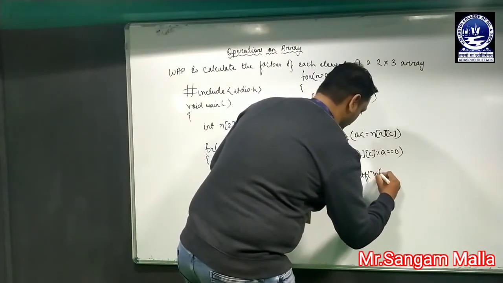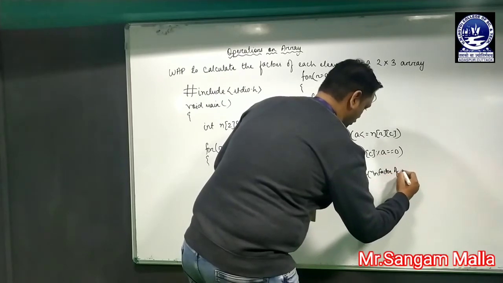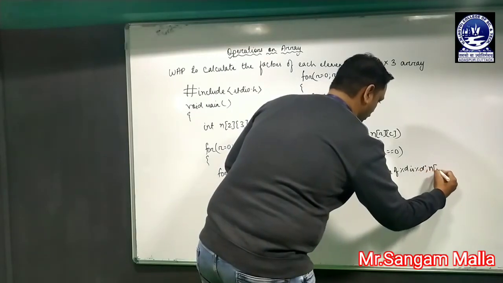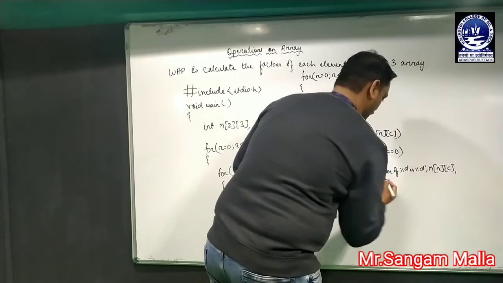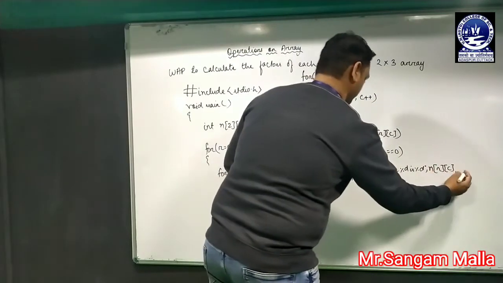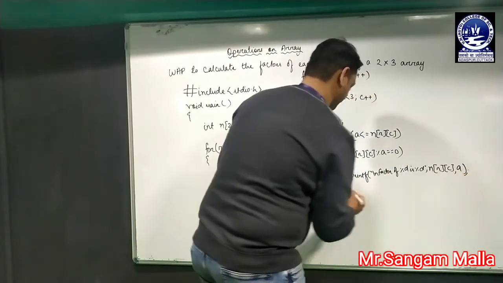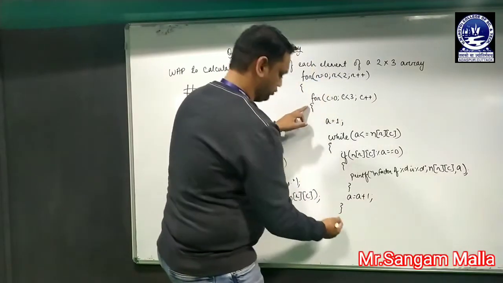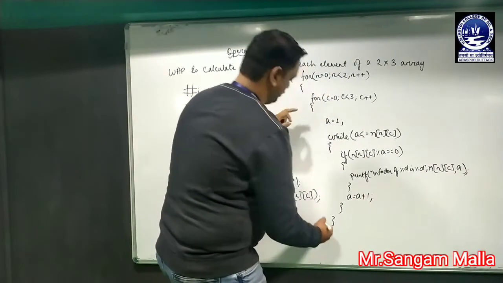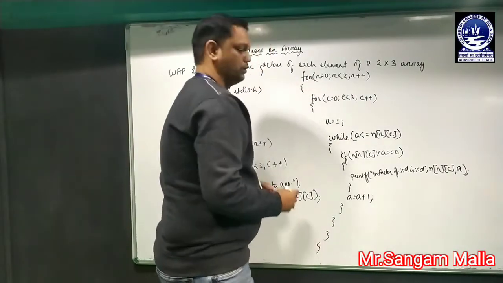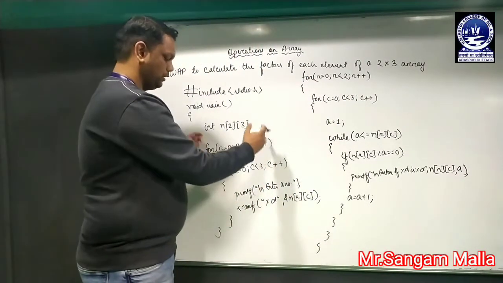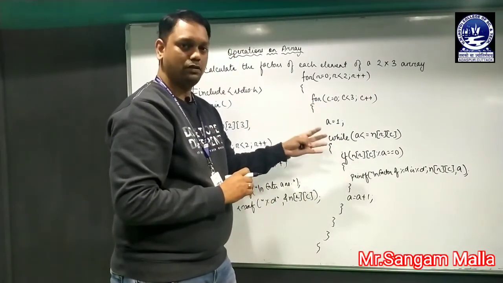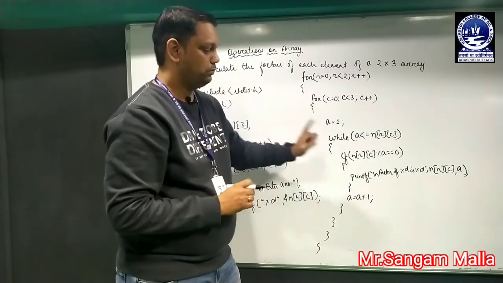print factor of %d is %d, that is factor of n of r c, and the second %d is for a. Now a will be incremented by 1. So the for loop will come to an end and this for loop will come to an end, and finally the void main. So in this way we will be entering the numbers and calculating the factors of each element of an array, that is a 2 cross 3 array, and we will be printing the values.